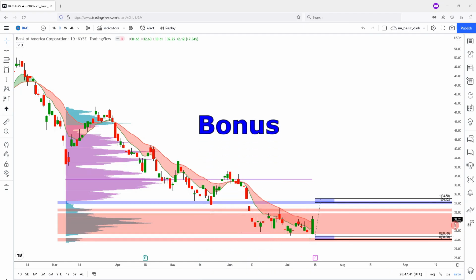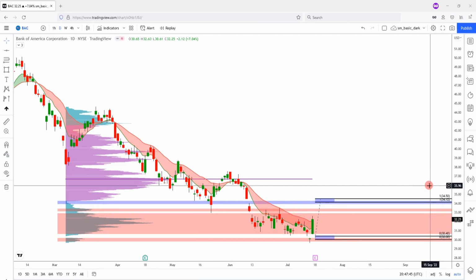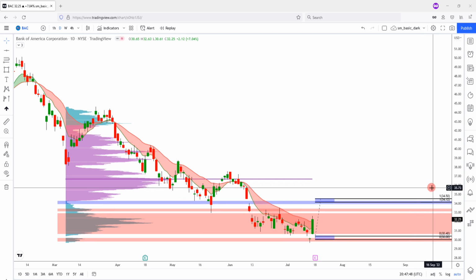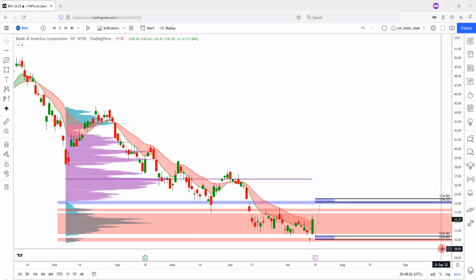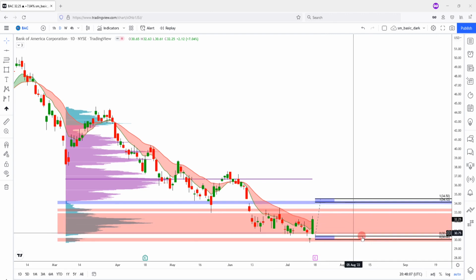On Monday, before the market open, BofA is going to report earnings. And this is the expected move for the earnings report being priced in by the options market. The upside is between 34.12 and 34.50, and the downside is somewhere around $30 and $30.40. So it's basically between $34.50 and $30. That's the expected move for BofA.